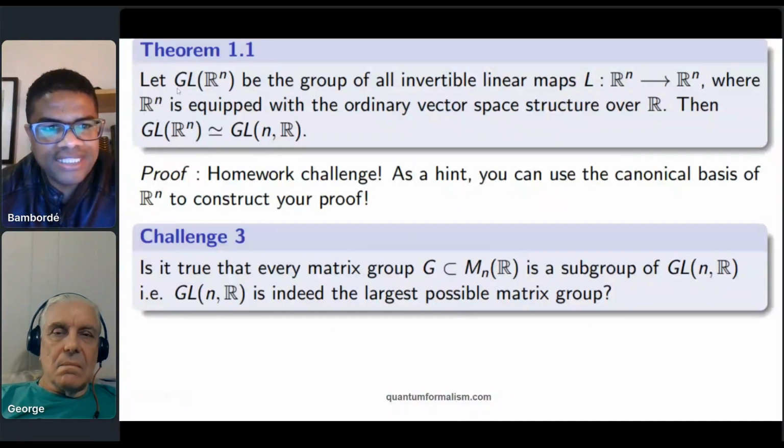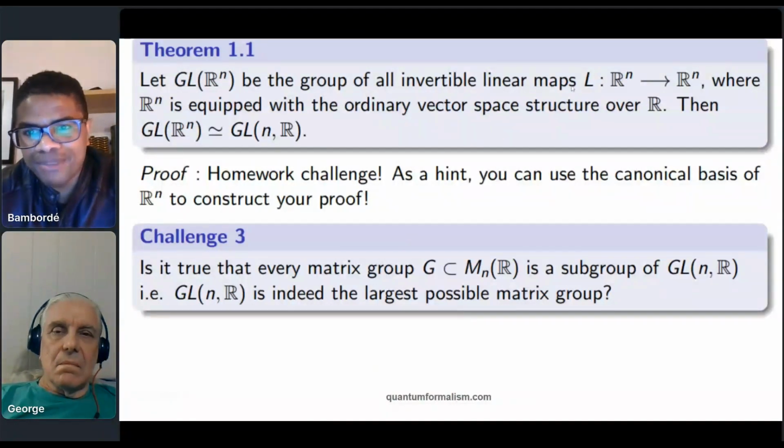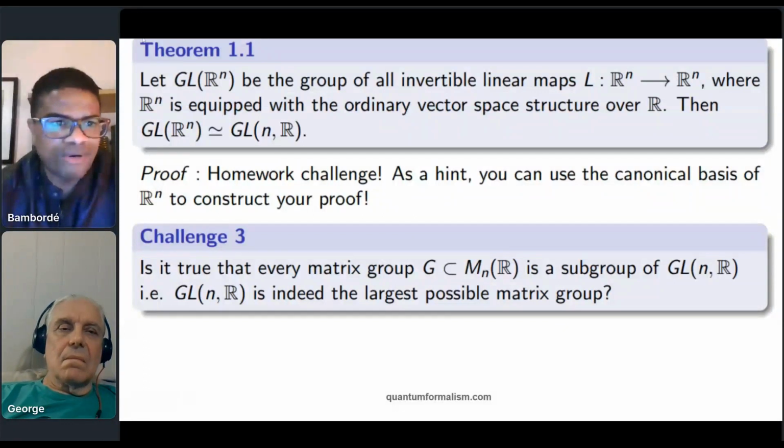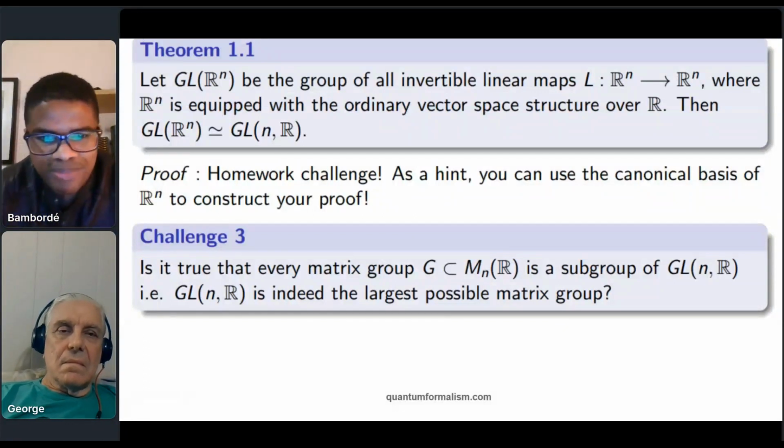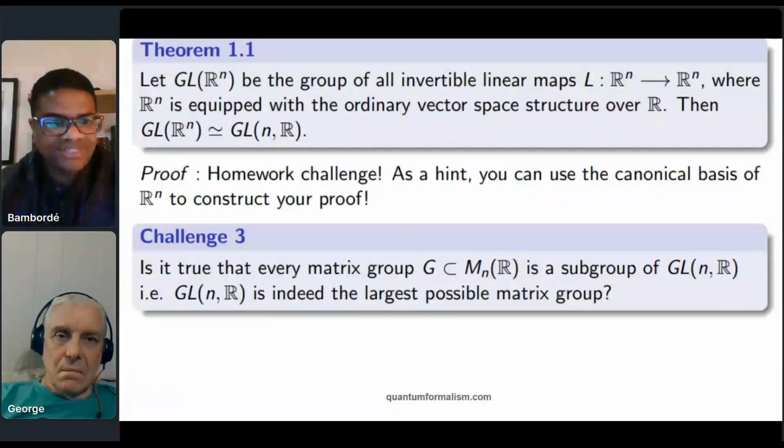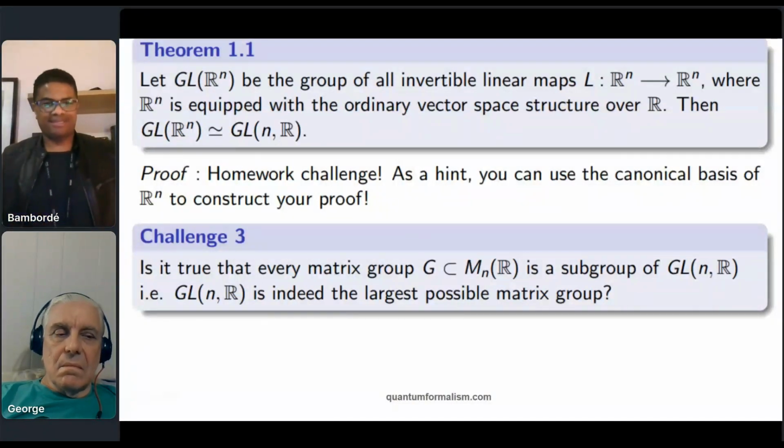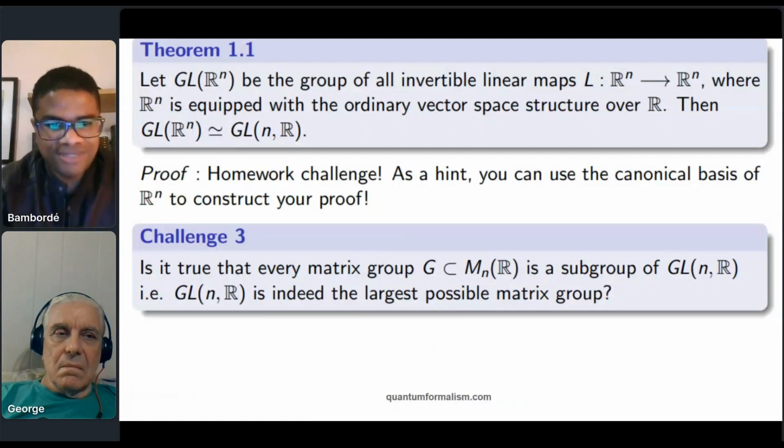So let GL of Rn be the general linear group, the group of invertible linear maps from Rn to itself, where obviously Rn is equipped with the ordinary vector space structure over R. Then the claim is that this group is isomorphic to the general linear group over R. So the two things are the same thing.